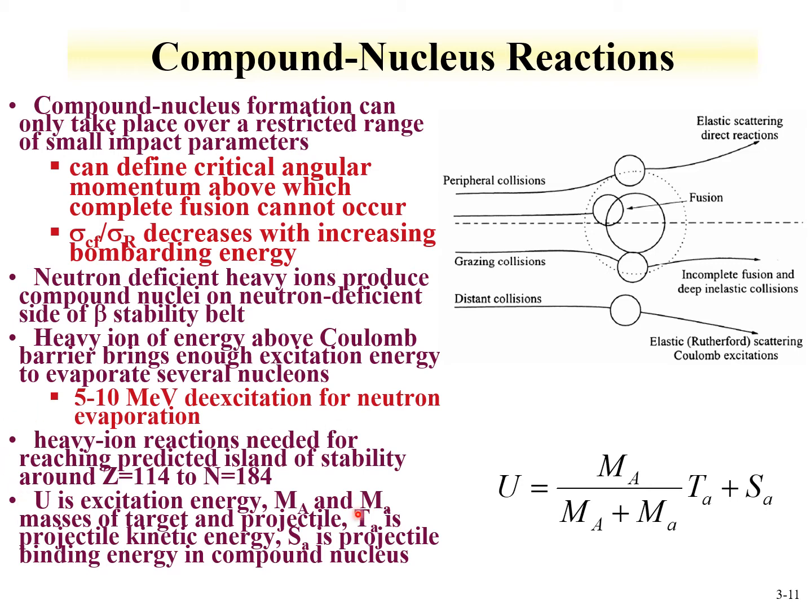These heavy ion reactions are needed for reaching the predicted island of stability in the heavy element regime, so Z of 114, N of 184. And you can get an idea of the excitation energy that's necessary when you look at the mass of the target and the projectile, the kinetic energy, and the binding energy of the projectile in the compound nucleus. So these terms can be used to get an idea of the overall excitation energy that's going to be observed in the nucleus from a kinetic energy of a projectile.